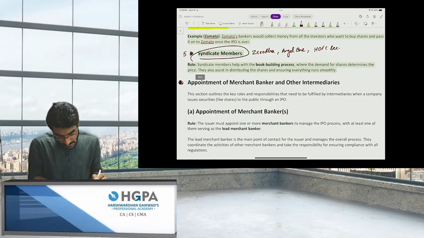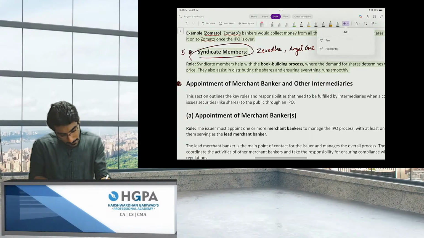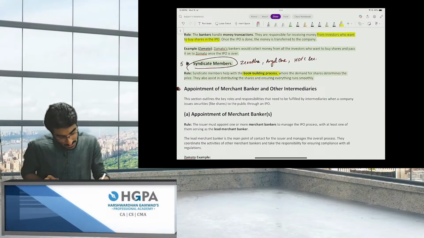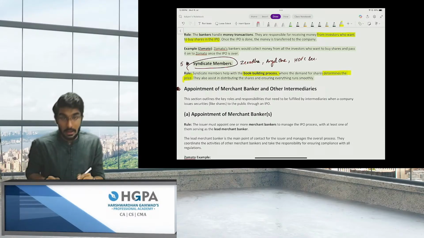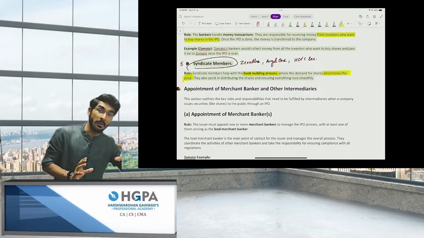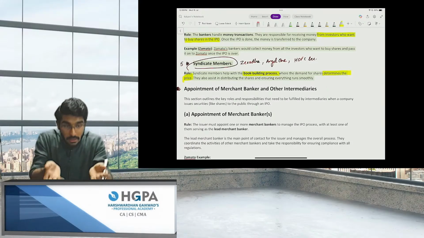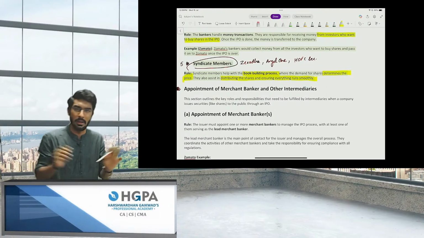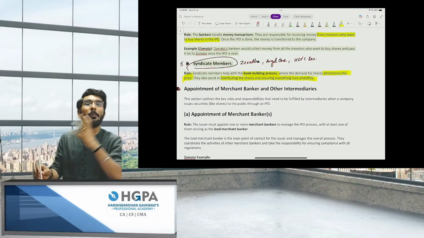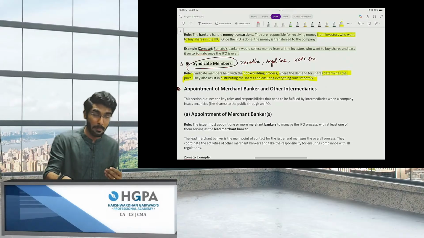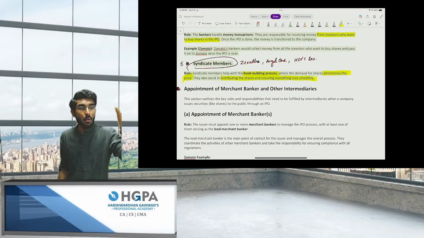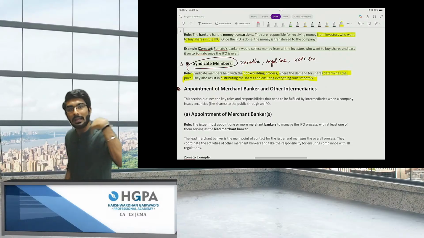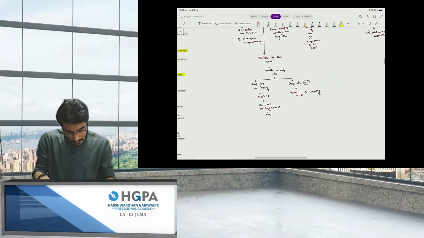Now let's read it out. Syndicate members help with the book building process, where the demand for shares determines the price. Over here, the company does not determine the share price. The demand for the shares determines the price. They also assist in distributing the shares and ensuring everything runs smoothly. But their main job is to help in the book building mechanism, like inviting bids from the public. Then once they invite, they will calculate who is willing to purchase at the maximum price, and then they will fix the price. This entire process is taken care of by the syndicate member, people.